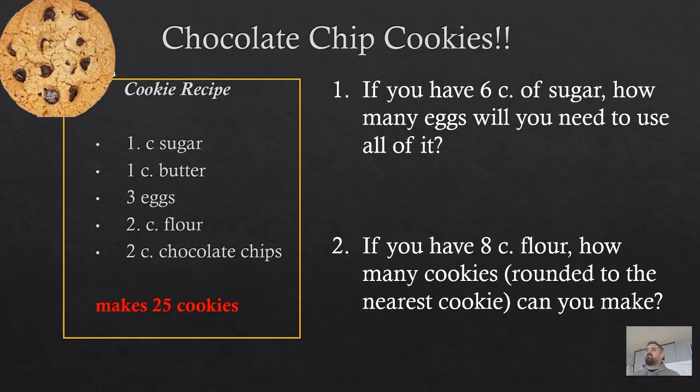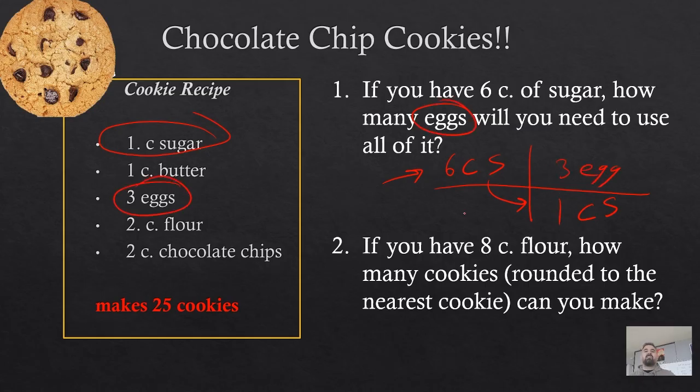If I have 6 cups of sugar, how many eggs will I need to use all of it? So this is a stoichiometry problem. And what we're going to do is plug in our given information. What's our given in this problem? 6 cups of sugar. What unit goes here? Cups of sugar. And then we need to look at our equation. Our equation tells us 1 cup of sugar requires how many eggs in this recipe? 3 eggs. So it's just going to be divide by the bottom, multiply by the top. We get rid of our unit, and then 6 times 3 gives us 18 eggs needed. That was easy, right? All right, let's go ahead and do the next one.